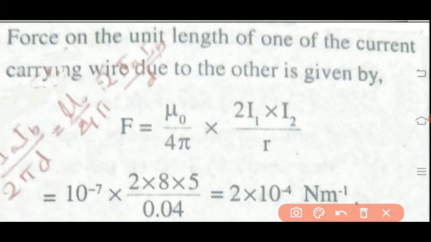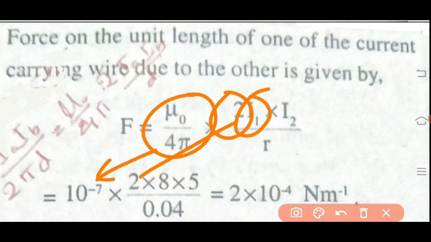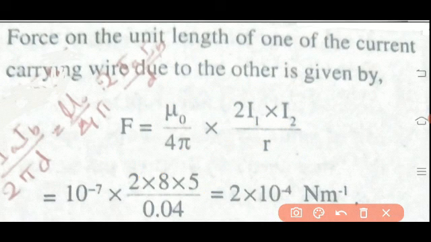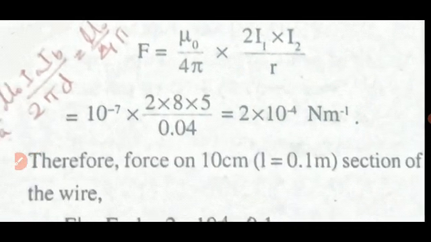Just substitute. What is the value of mu naught by 4 pi? That is 10 to the power of minus 7. Then 2 as it is. What is the first current? That is 8. What is the second current? 5. What is the distance between them? 0.04. So how much will you get? That is 2 into 10 to the power of minus 4 Newton per meter. That is the force per unit length equation.